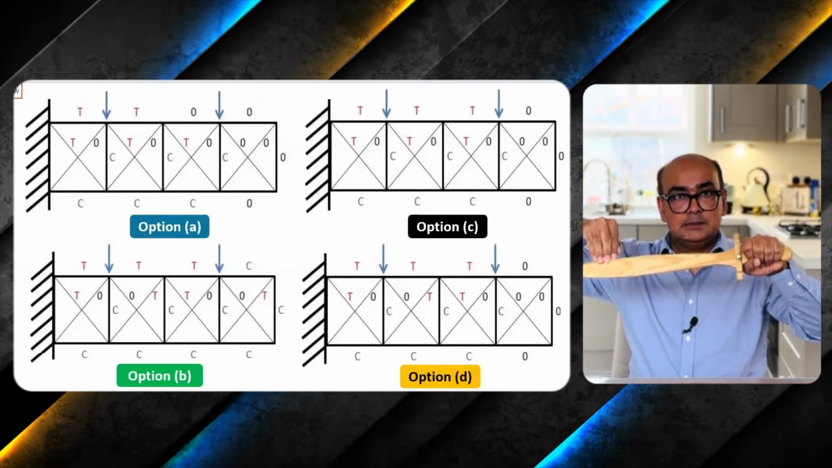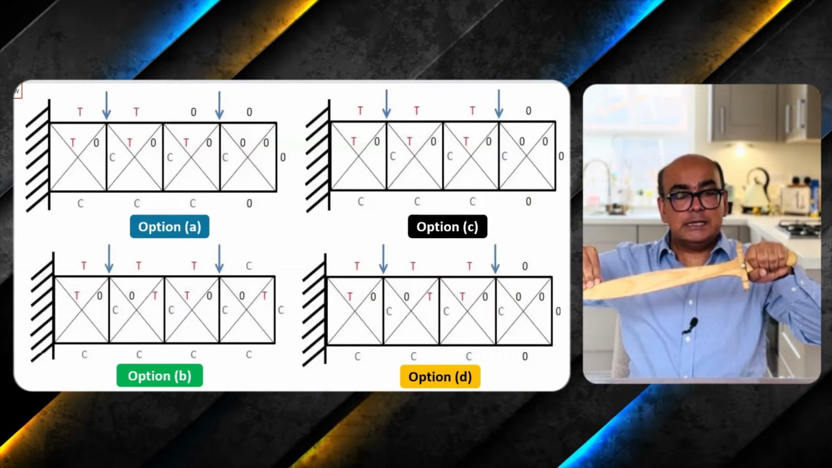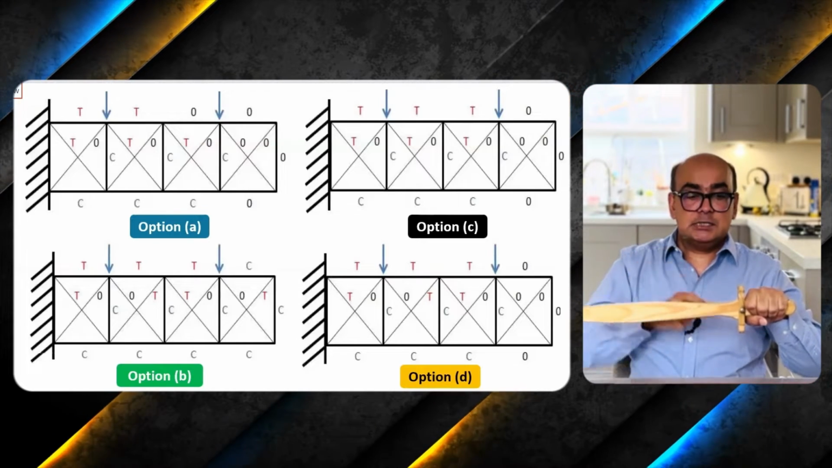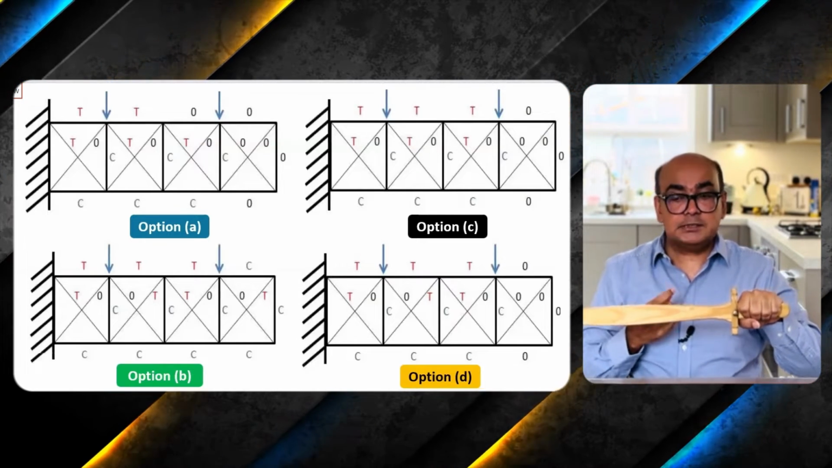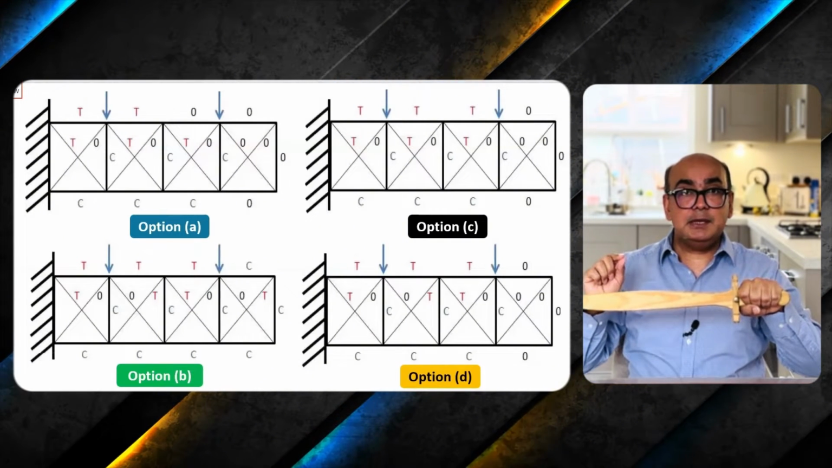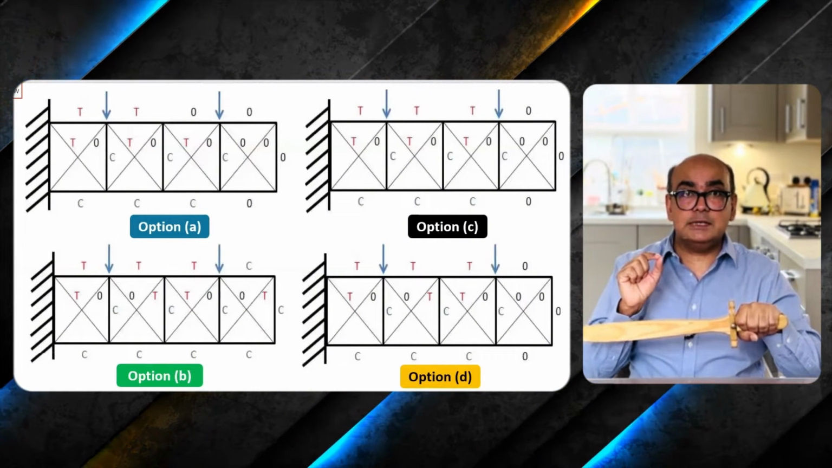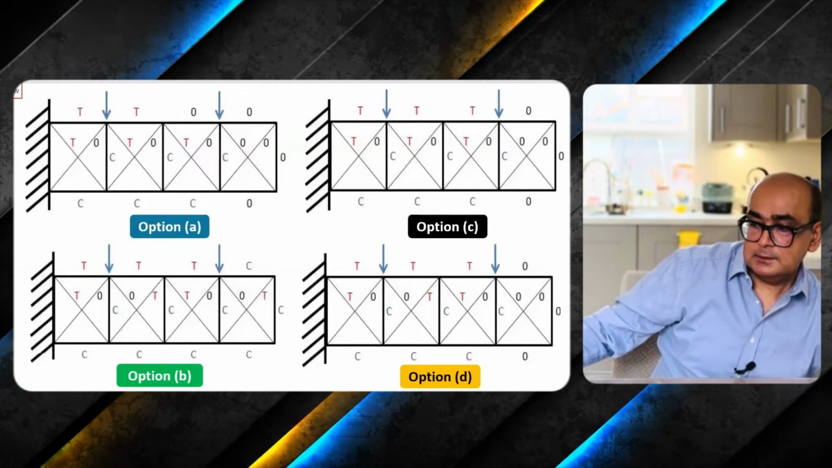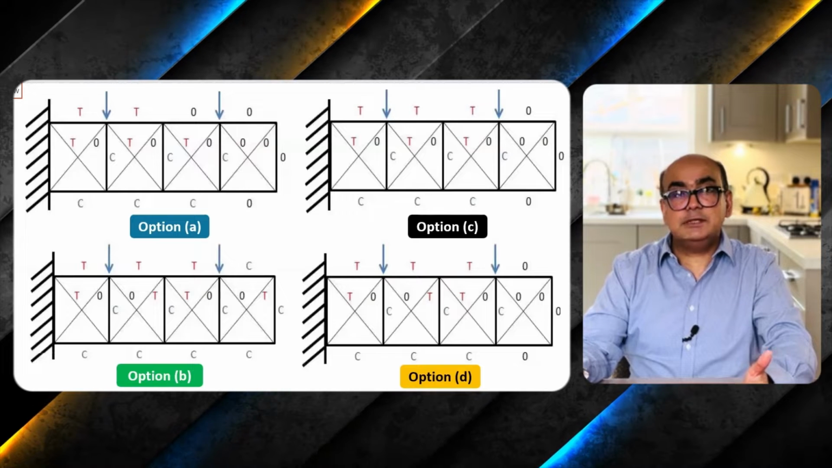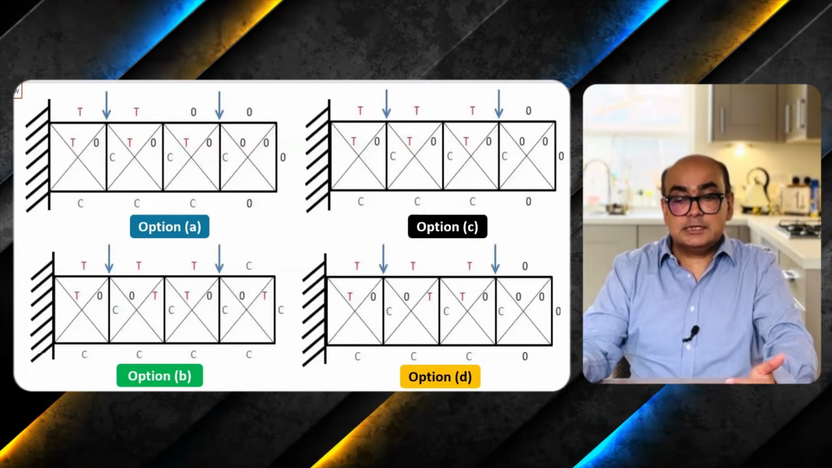Load is applied like this. So when you are applying loading like this, the top is always going to be in tension and the bottom is always going to be in compression. I will prove it in a minute. How does it work? And remember here that diagonals only take tension. They don't take compression.